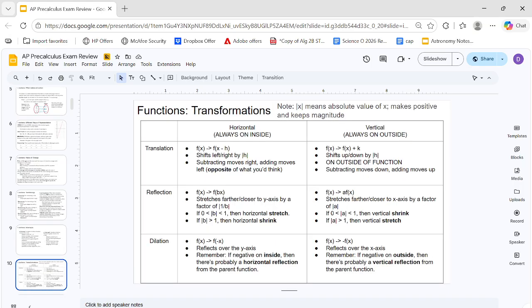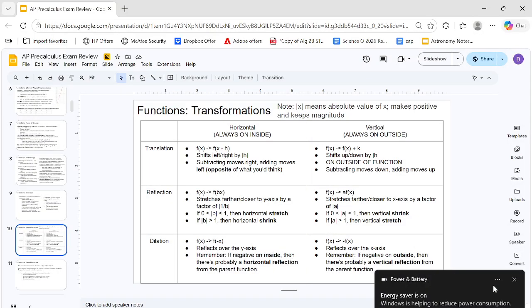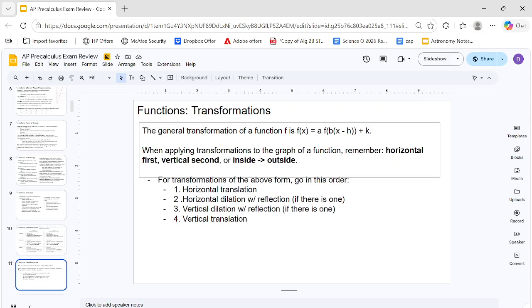Alright, so there are different types of transformations. It's good to know these. Horizontal is always on the inside, and vertical is on the outside. I'm not going to go over everything in depth, because there's not time. Always go from the inside to the outside. So you would start from x minus h, and then you move over to the b, and then the a, and then the k. That's when you're graphing it, when you're applying the transformations. So that's the order, from inside to outside.